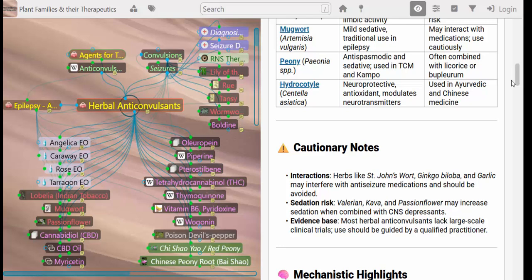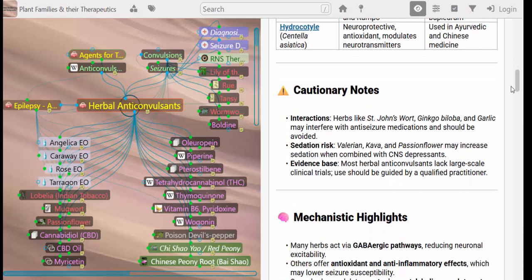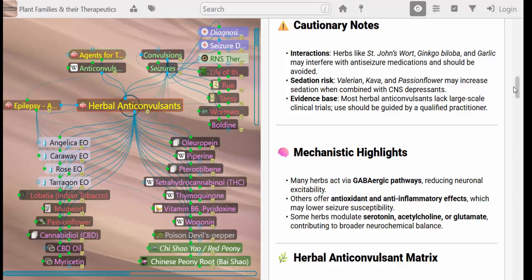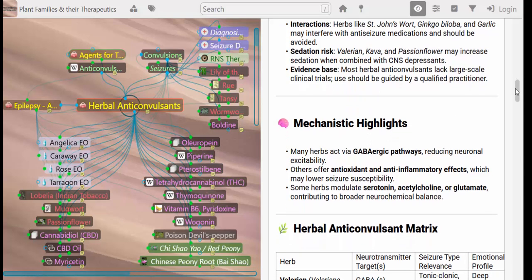Alright, so here's some cautionary notes. Interactions. Herbs like St. John's wort, ginkgo, and garlic can interfere with anti-seizure medications and should be avoided if you're using those. There is a sedation risk with valerian, kava, and passion flower, especially when combined with central nervous system depressants. Most herbal anticonvulsants lack large-scale clinical trials, so you want to be working with an herbalist or a naturopath.